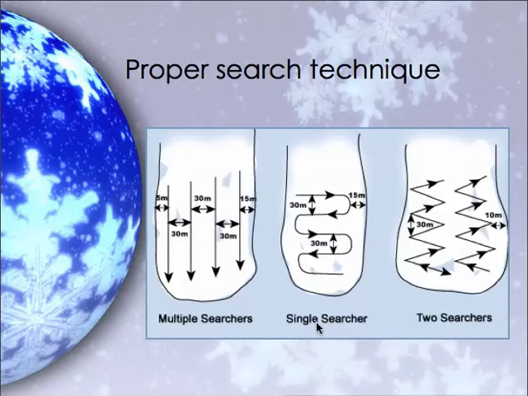This is for a single searcher, which is a little bit tougher. Again, here's a slide path. You work your way in an S-shaped formation across the slope, across the slide path, searching for that signal. And for two searchers, it's very similar to the single search. Here again is a slide path, and you work your way back and forth until you find the signal.